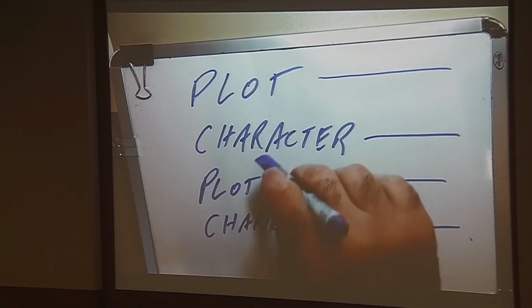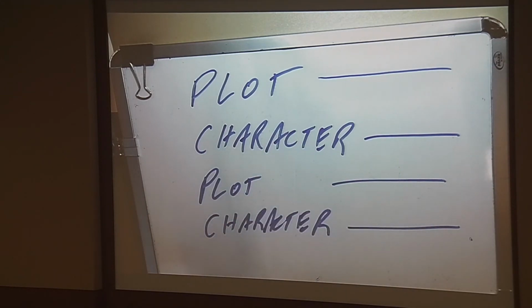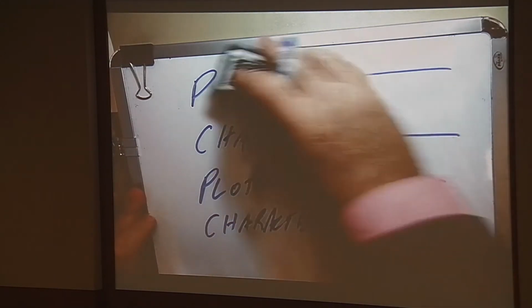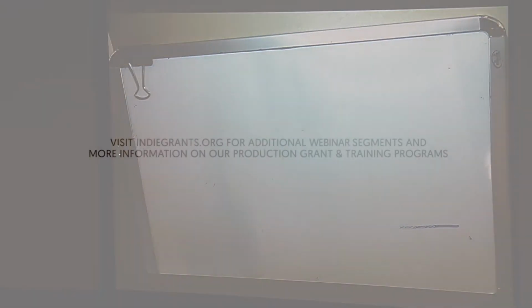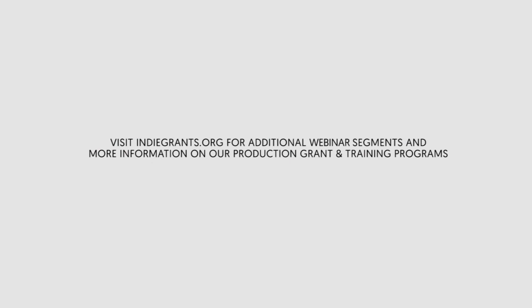Okay, but if you can order your beats in such a sequence that you're addressing plot in certain beats and then addressing character in an order, in a rhythm, it will keep your audience on board. So plot, character, plot, character, plot, character, to the degree that you can make that happen. Okay?